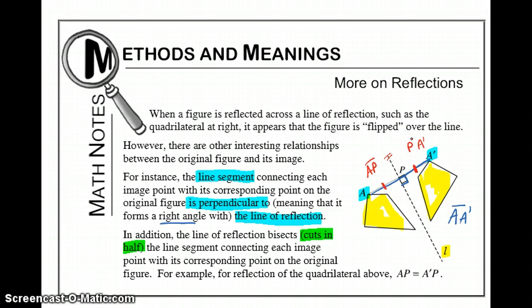So our two characteristics, okay? When I reflect an image across a line of reflection, I have two things occur. I have the distance between the image and its new image. That distance is perpendicular, if I draw a line perpendicular to my reflection line. Also, that reflection line cuts the image line in half. Okay, two characteristics, very important to remember.